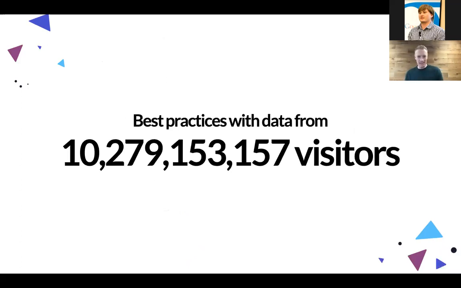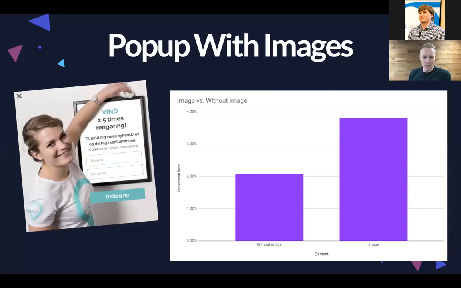Best practices with data from around 10 billion visitors. The first best practice is that pop-ups with images convert a lot better than pop-ups without. If you're completely new to pop-ups, you don't have any pop-up on your website yet but you want to have one, then just this one fact, that if you show an image within your pop-up, you will almost double your conversion rate. At least that's what we see across our customers.